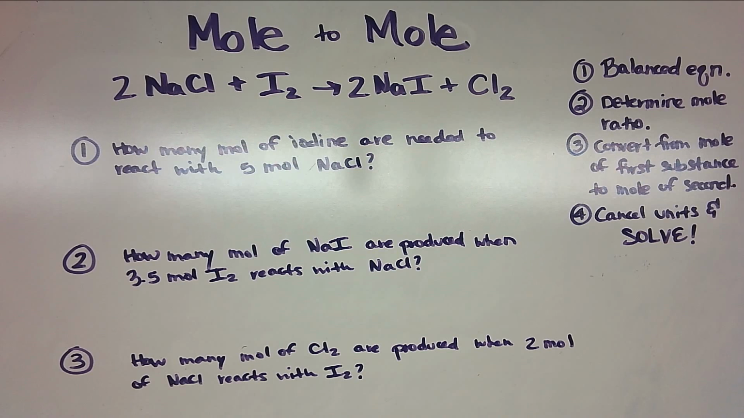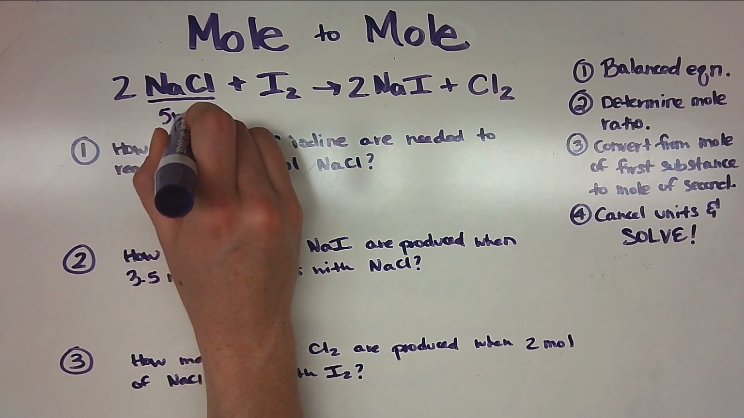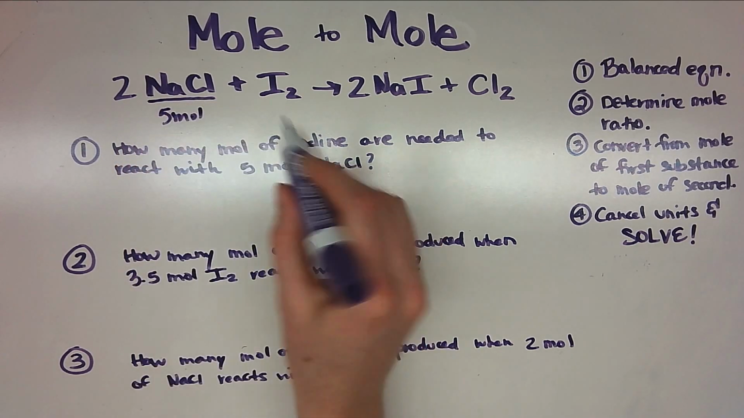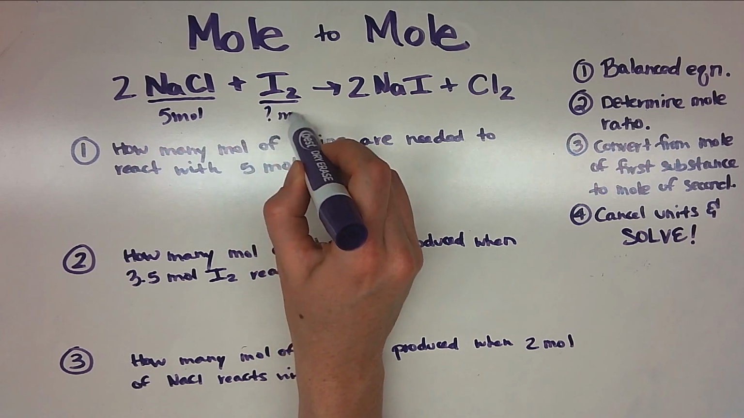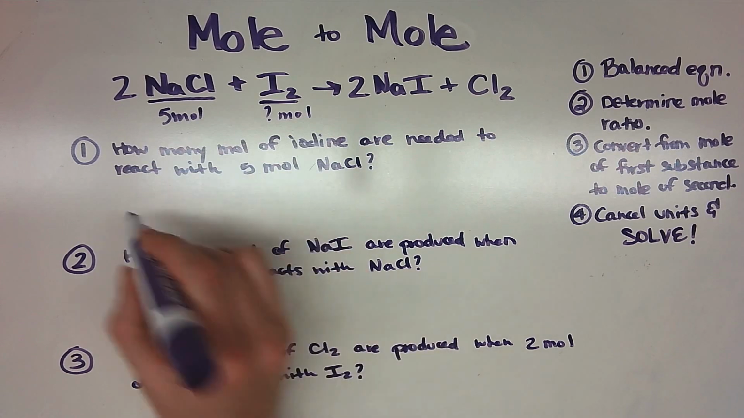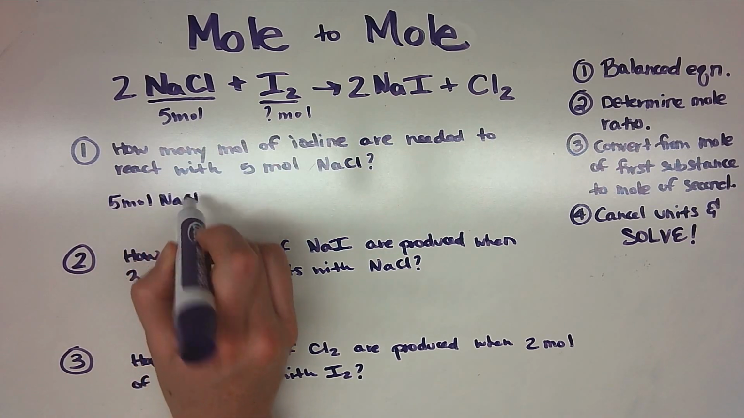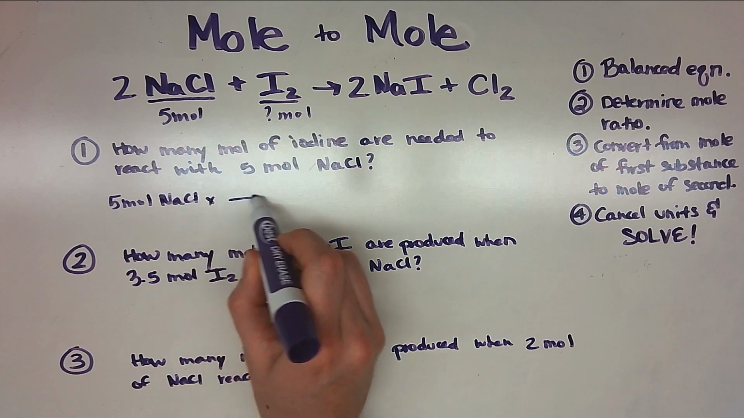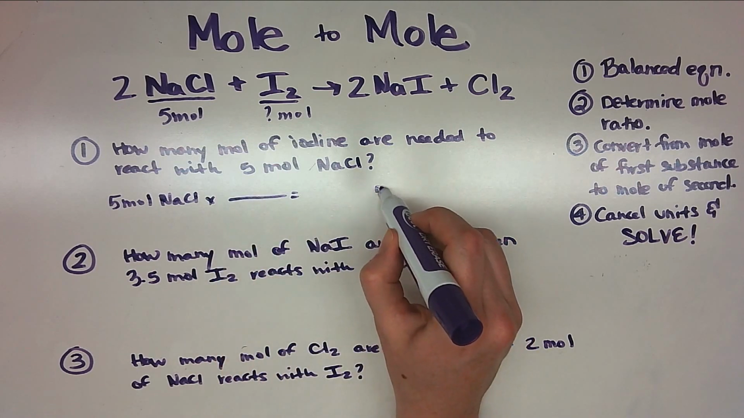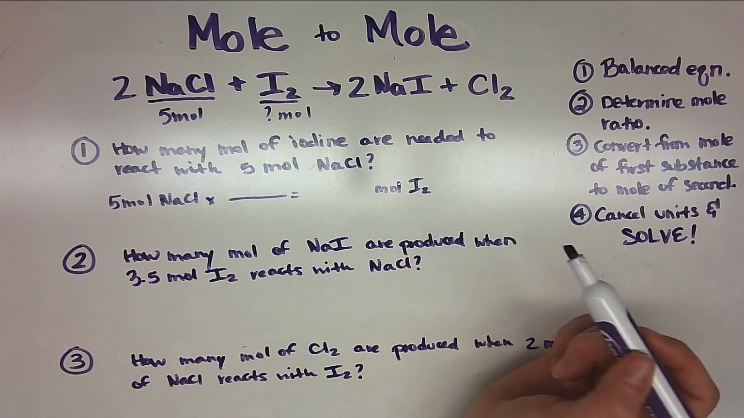So number 1, how many mole of iodine are needed to react with 5 mole of sodium chloride? So we're dealing with sodium chloride, and we have 5 mole. And we're asked how many mole of iodine. So question mark, mole. So what I'm going to go ahead and do is write down what I'm given. So I'm starting with 5 mole of sodium chloride. I'm asked to go to mole of iodine, which is I2, because iodine is a diatomic molecule.